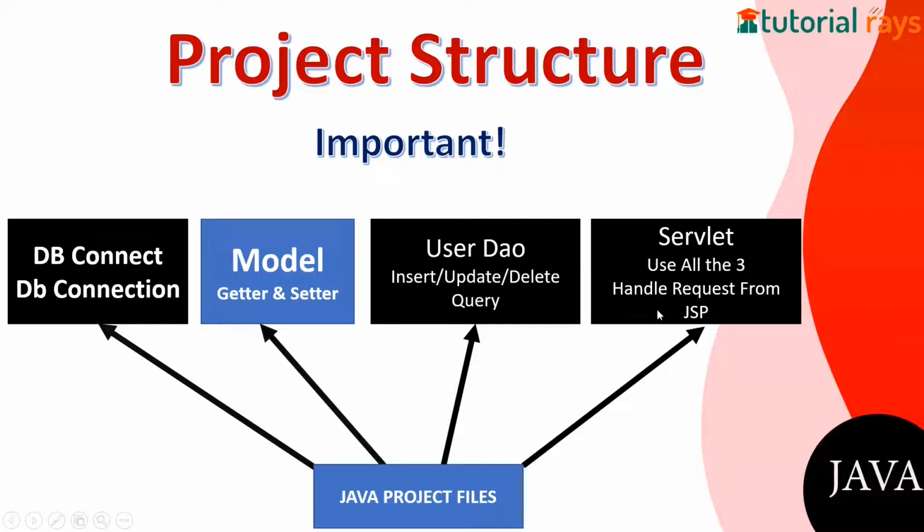And finally there will be the servlet. The servlet will call the user DAO, and this DAO will call the model and DB connect. This servlet will handle the request of the JSP. So whenever any user inserts any data, it will be handled first by the servlet, and then the servlet will utilize these three Java files. That is the main Java file structure in this project. We will create these files later in this video, and I will explain how that works.